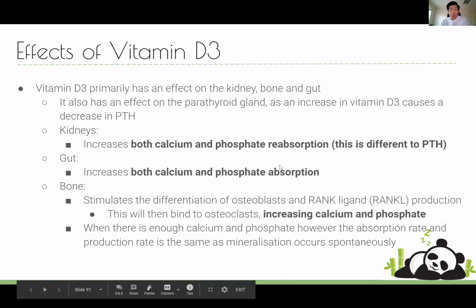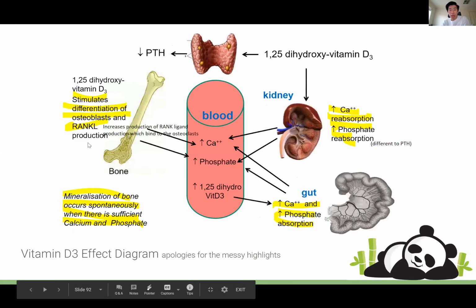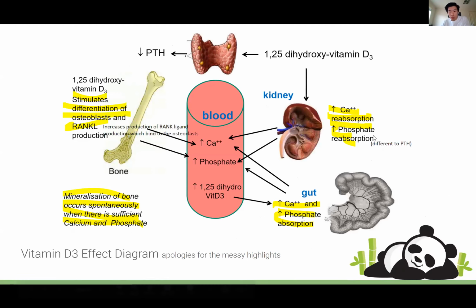Yeah. So apologies for all the random highlights, but this is, again, another good diagram for it. So this is your vitamin D. It will increase your calcium and phosphate reabsorption, and also stimulate your calcium and phosphate out of your bone. It also impacts on your parathyroid hormone to reduce the production of that.